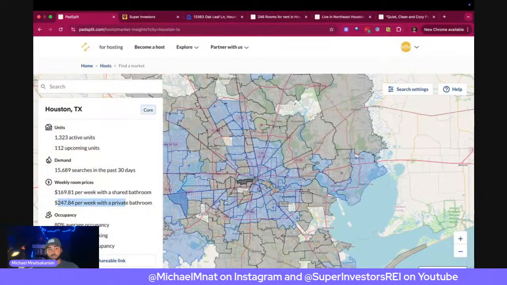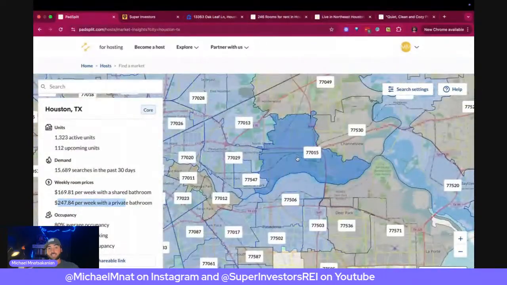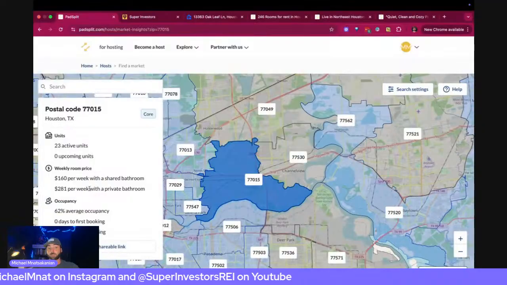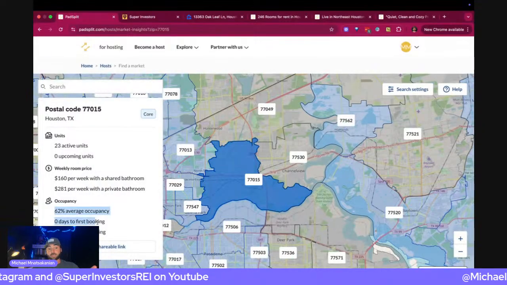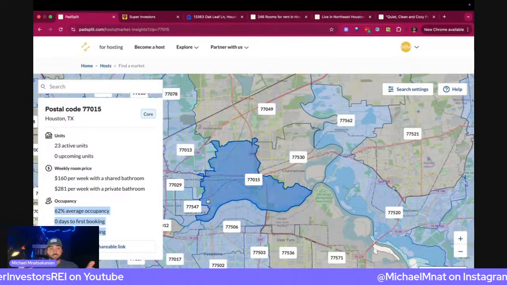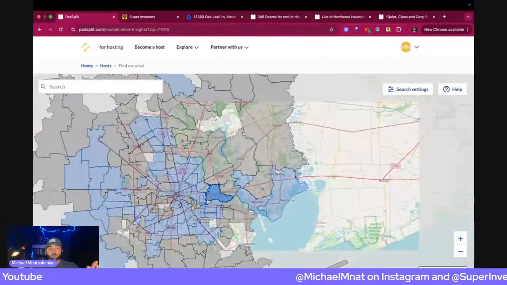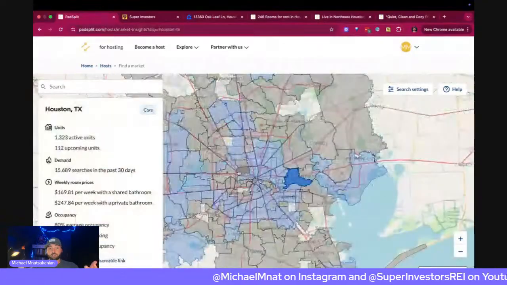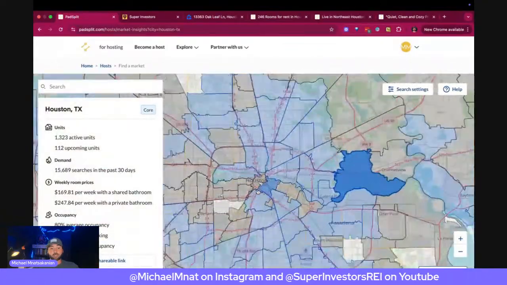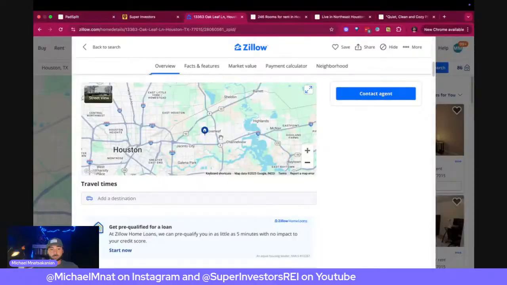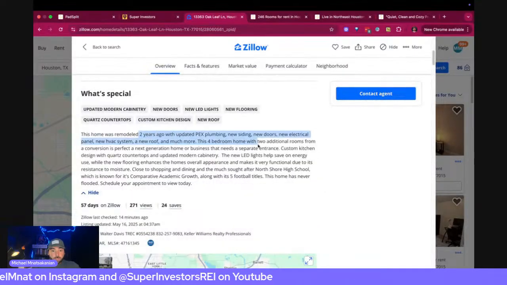See, Houston's lower than that on average, but then a secondary market to it is more because the sample size is so small. Average occupancy, first days of booking, all this stuff is moot for this scenario. What we'll do is we'll use Houston data for the sake of this example just to show you how you would do it.